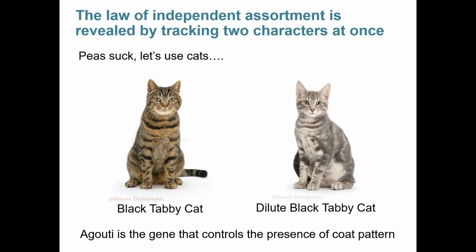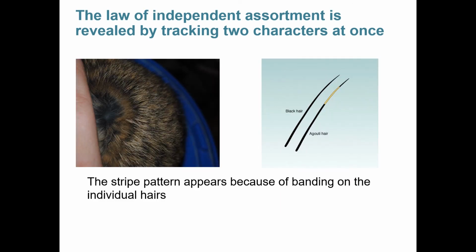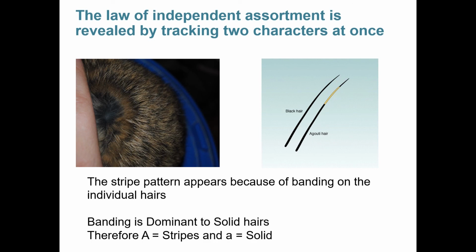The reason the pattern shows up is because the agouti gene allows for color to be deposited into the hair in a stripe pattern. When the hairs lay down together, they create the illusion of stripes. As you might imagine, having stripes is dominant, and not having stripes is recessive.